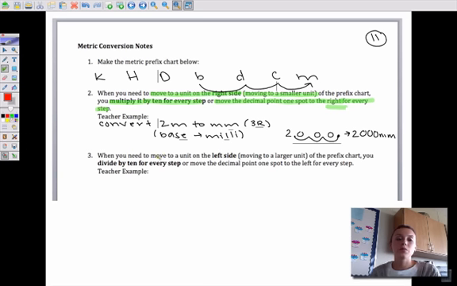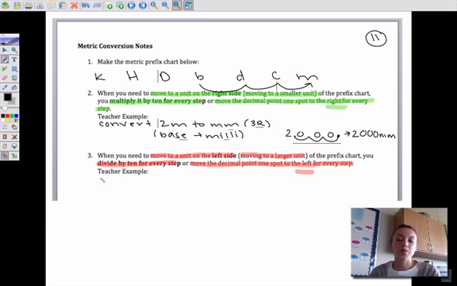Now, say I need to move to a unit on the left side, which means I'm moving to a larger unit on the prefix chart. If we do that, we're going to divide by 10 for every step, or an easier way is to move the decimal point one spot to the left for every step.